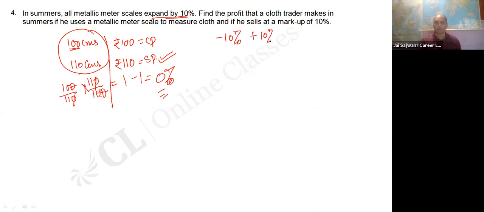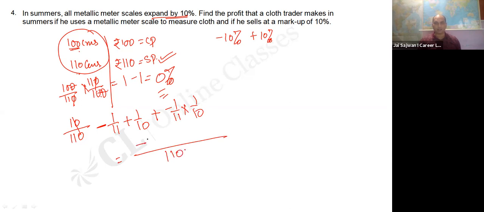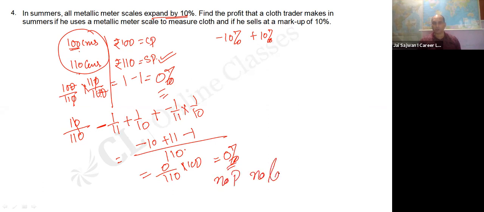So I hope you can understand one is not 10%. Second is not plus 10% because otherwise you will get 1% of loss. You are losing 10 centimeters on 110. That is 1 by 11th is a loss. And the gain is just 1 by 10. If I use successive percentage change, I'll write them like this. The denominator comes out to be 110. It is minus 10 plus 11 minus 1, which is 0 by 110. I'll say 0% profit means no profit, no loss.